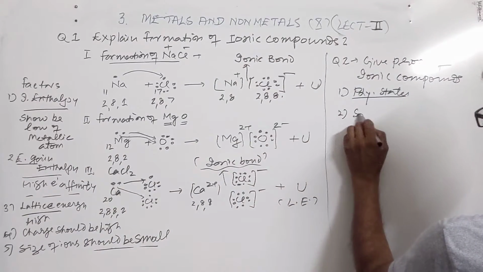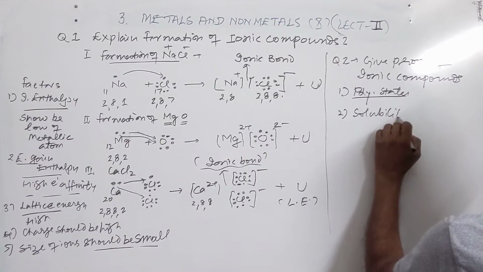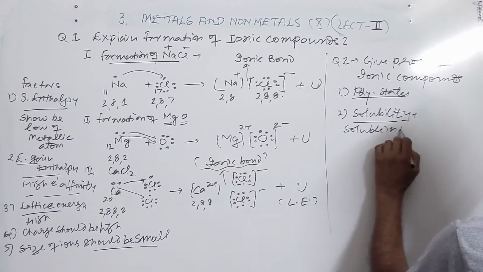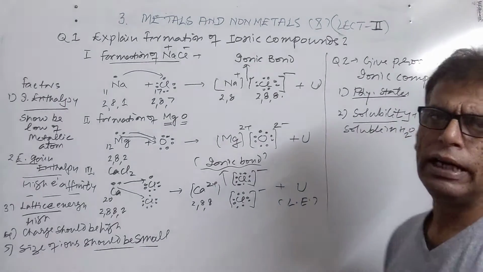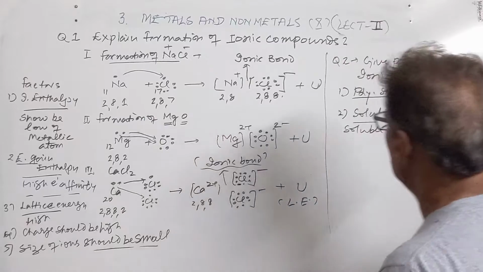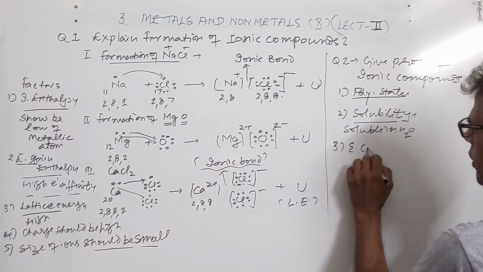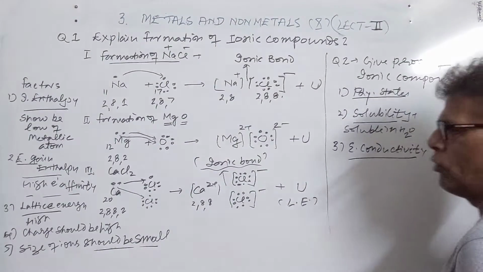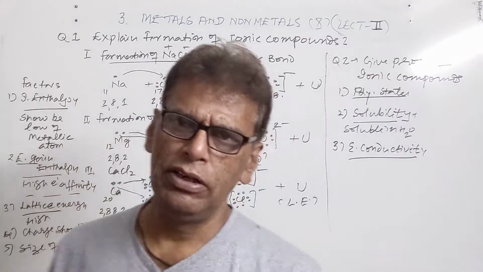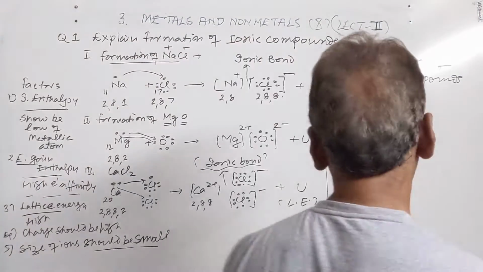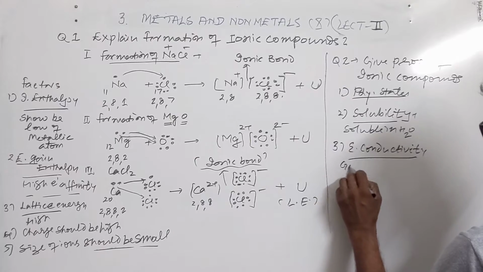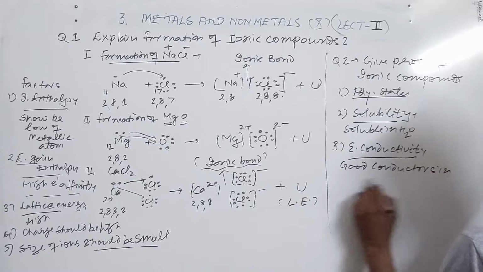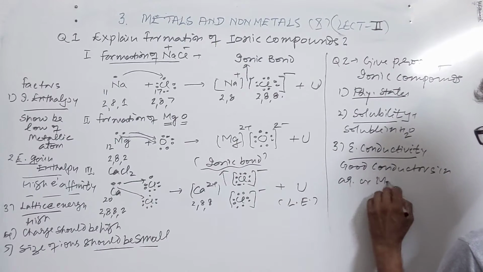Then we have their solubility. They are soluble in water, since water is a polar solvent, it can easily separate the oppositely charged ions. Then we have electrical conductivity. They are good conductors of heat and electricity due to ion formation, in aqueous or molten state.